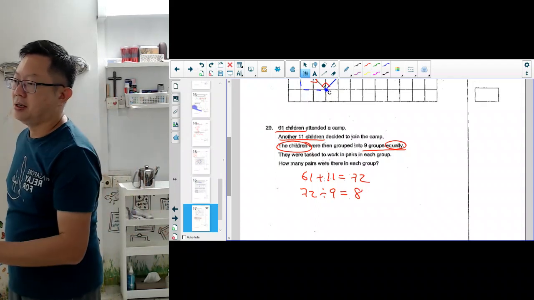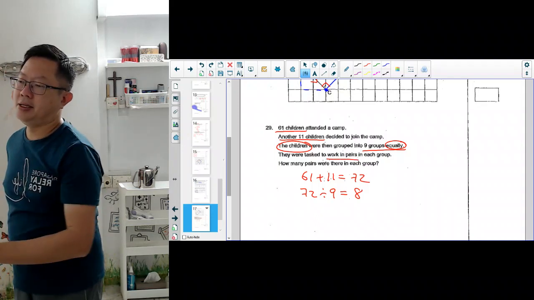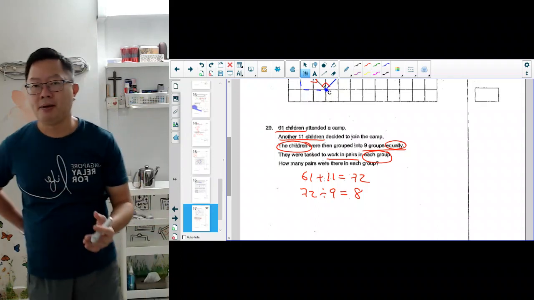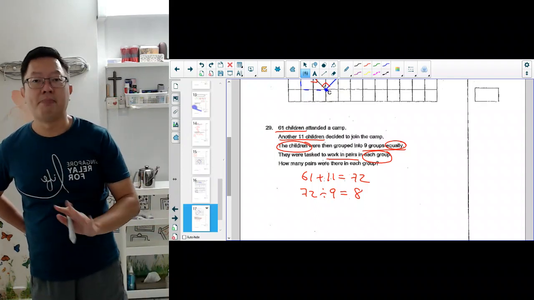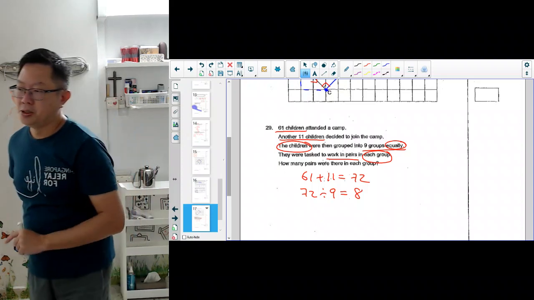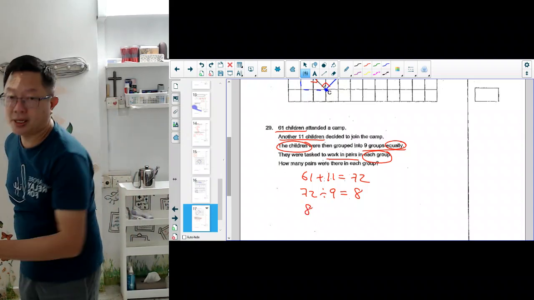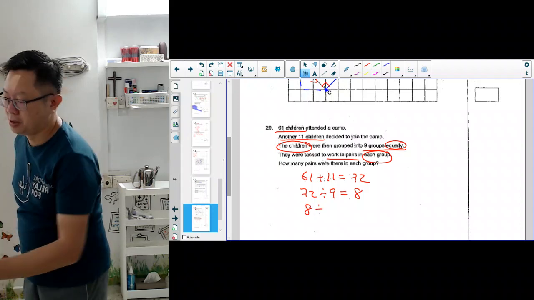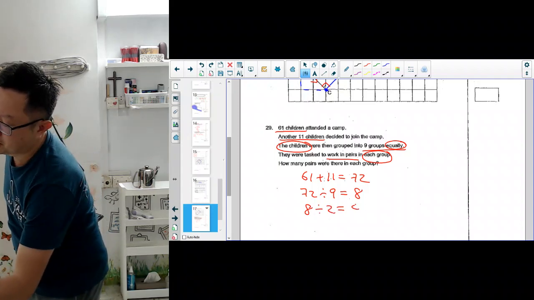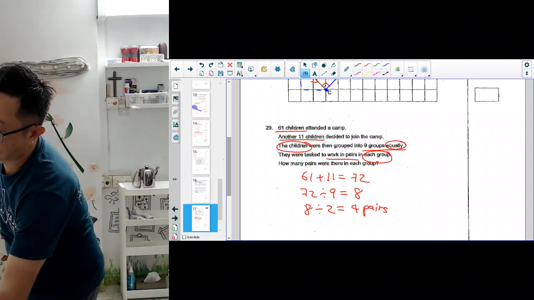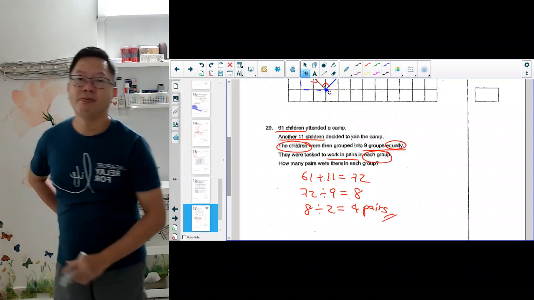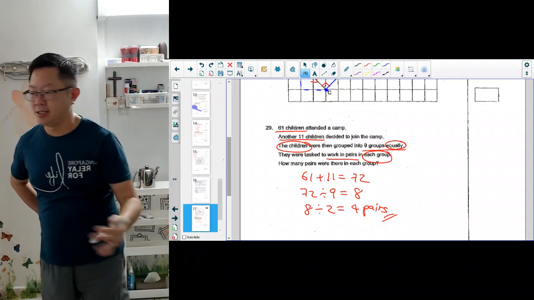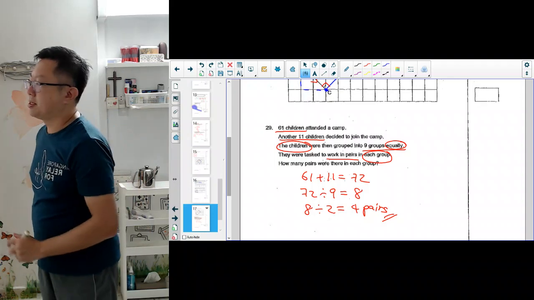And these children were tasked to work in pairs in each group. So every group has pairs of students. And what is a pair? A pair means there are 2 students. So if there are 8 children in one group, and these 8 children are paired up, how many pairs will there be? One pair has 2 children, so you divide by 2, and you will get 4 pairs inside one group. So there will be 4 pairs in one group. Again, you are tested on your logical thinking skills. So it's about logic. Okay, let's go on to the next one. Last question, question 30.